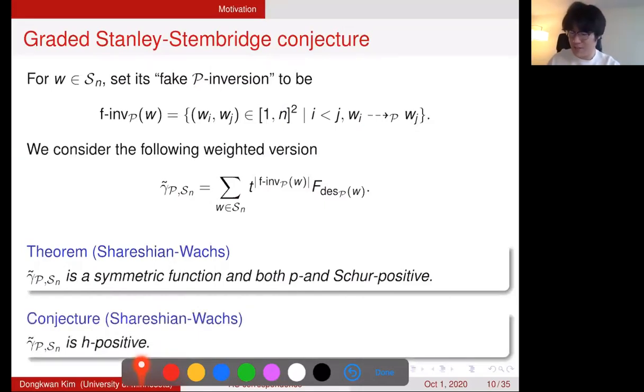Now the conjecture is that this is H positive. It is also not known. It's a stronger conjecture. If the Stanley-Stembridge conjecture is true, then I wouldn't be surprised that this graded conjecture is also true, but I don't know. I really don't know.